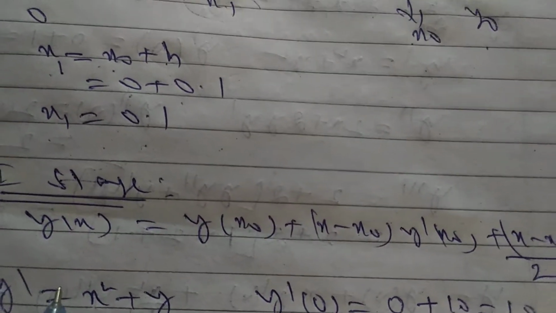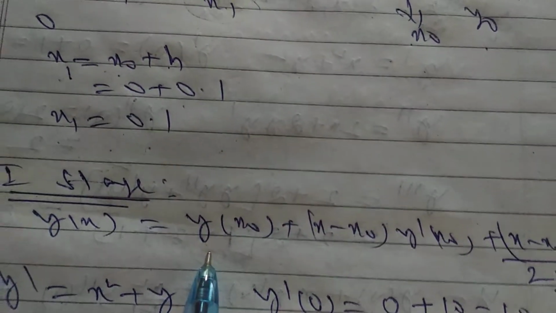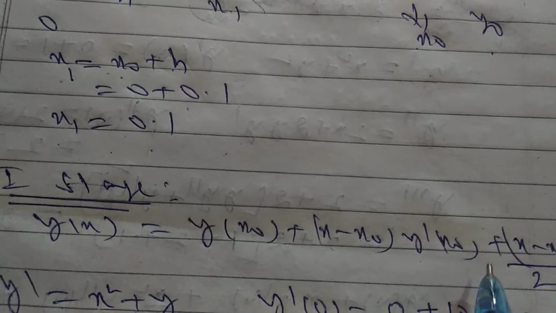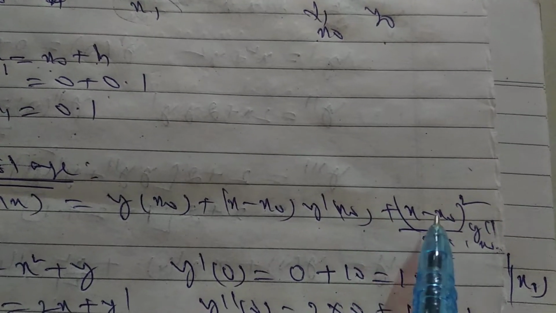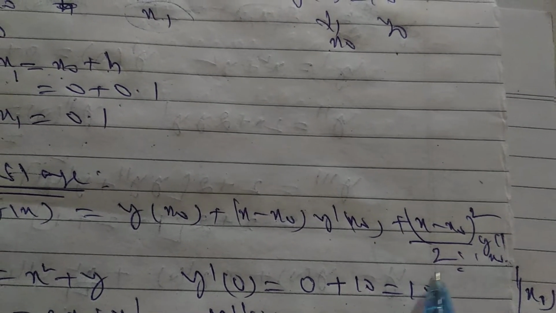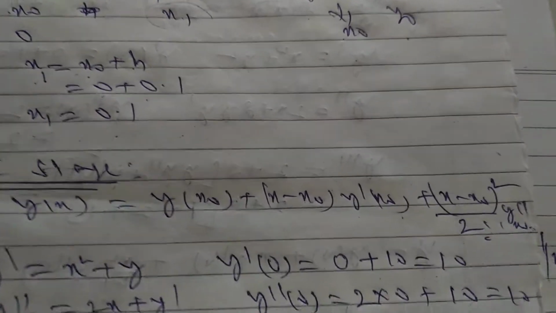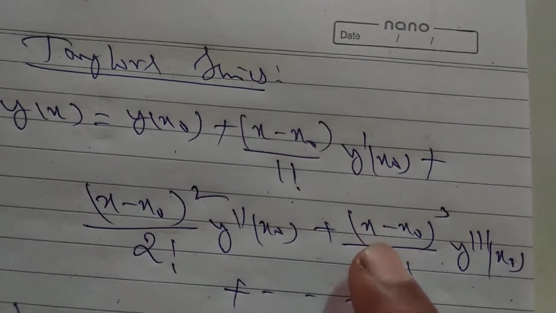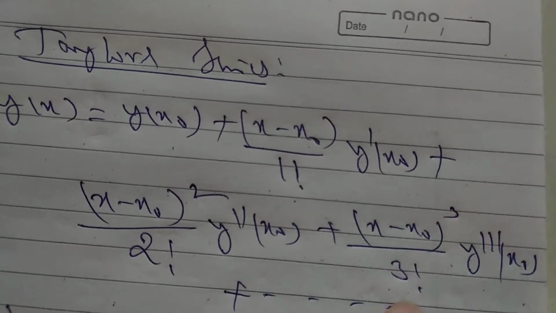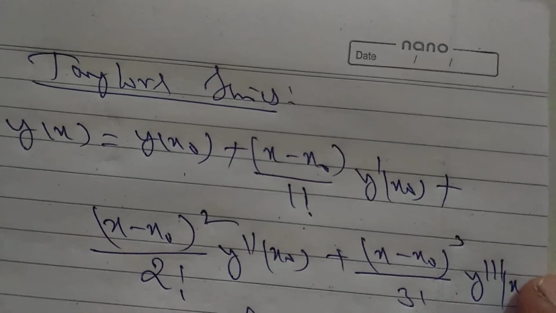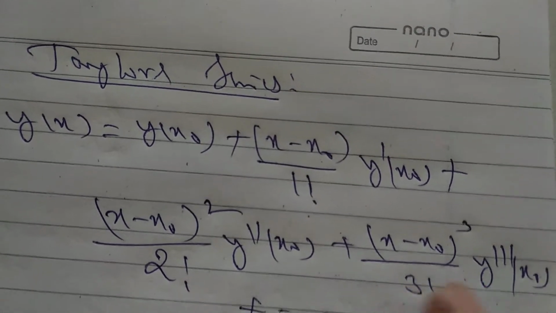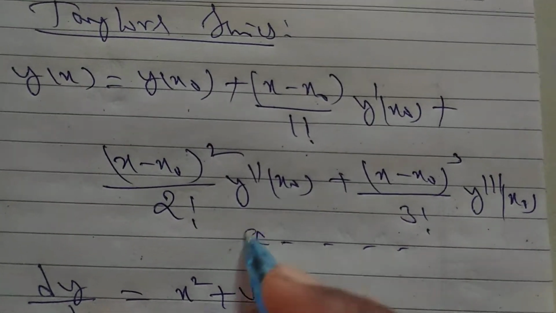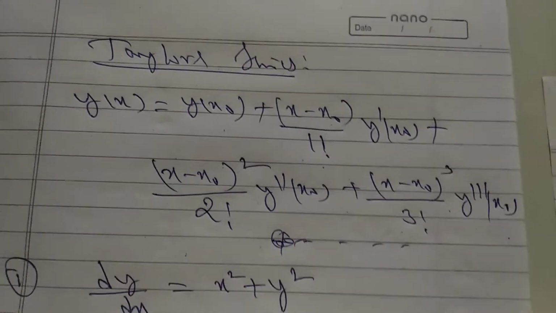So you have to take the first stage, same formula. What is the same formula? You have to write y of x is equal to y of x naught plus x minus x naught into y dash of x naught plus x minus x naught whole square by 2 factorial into y double dash of x naught plus x minus x naught whole cube by 3 factorial into y triple dash of x naught. But this problem is given up to 4th degree, but here you have to take up to 3rd degree. So now how to solve?